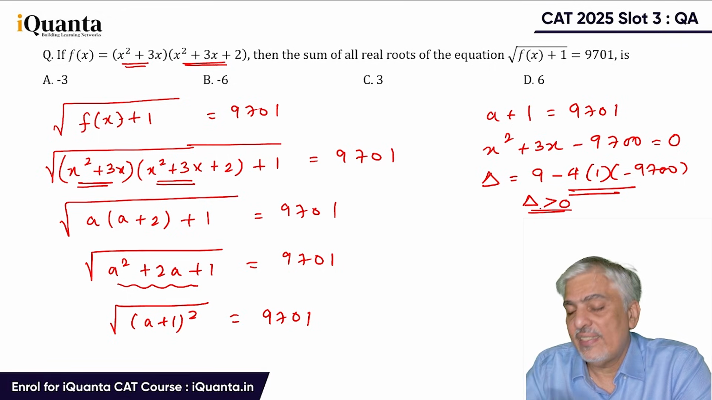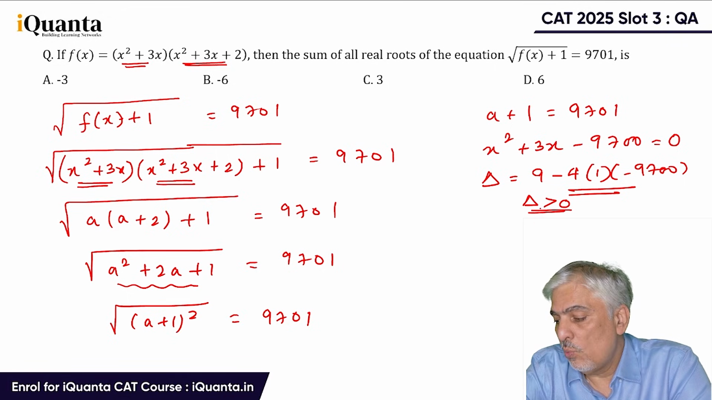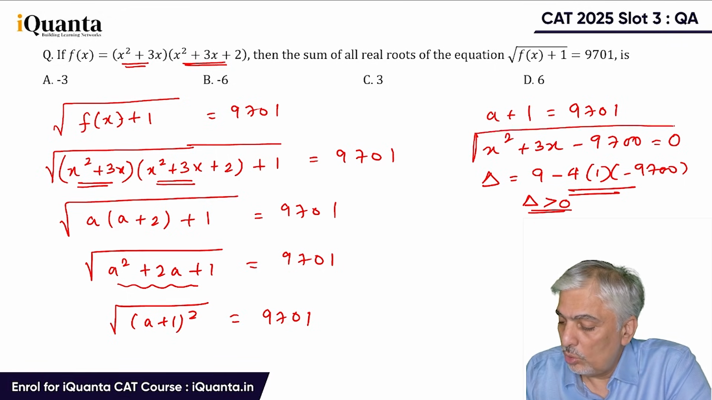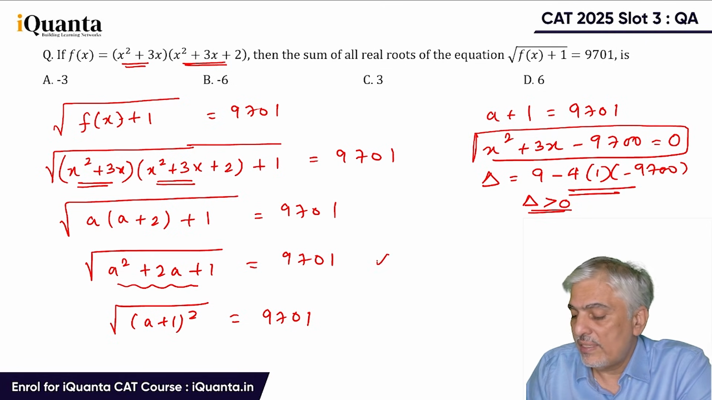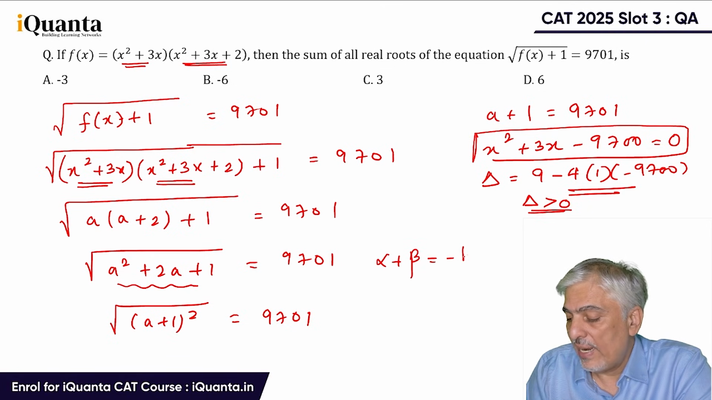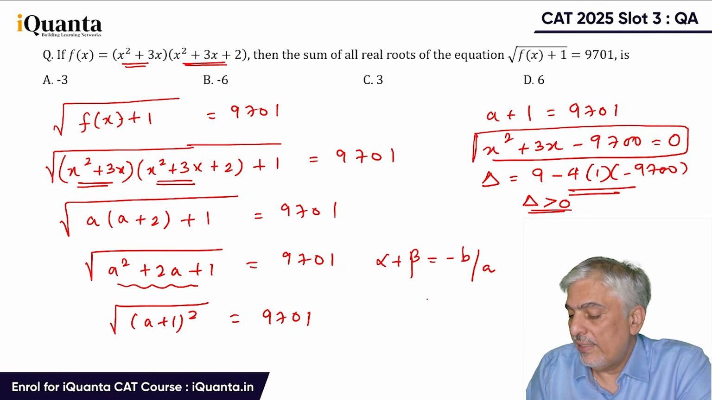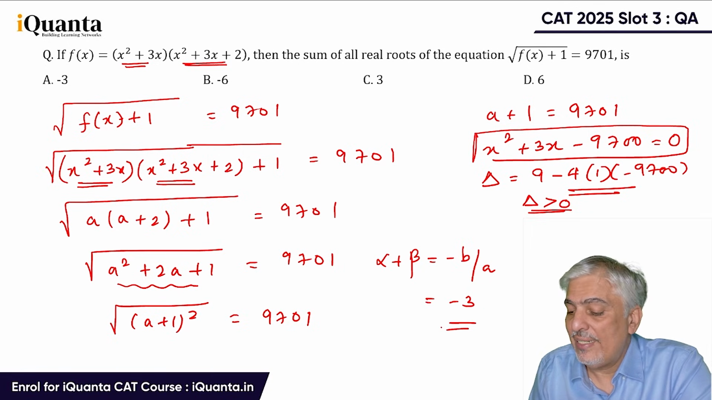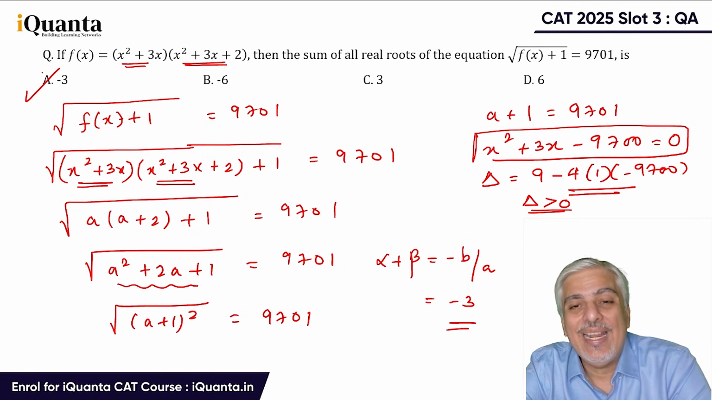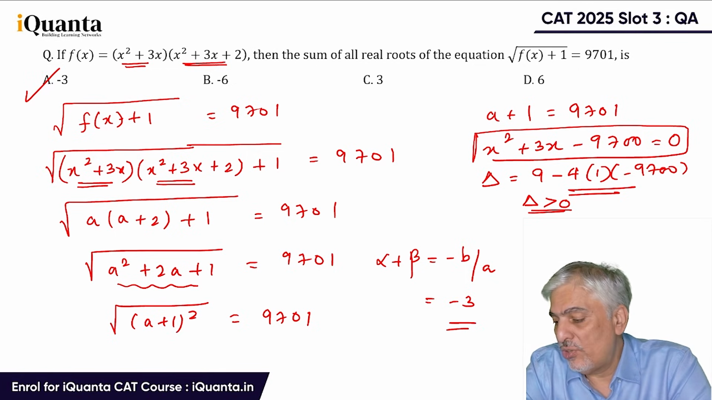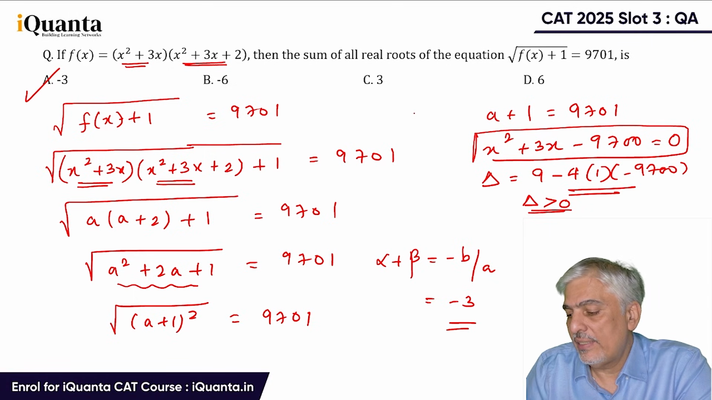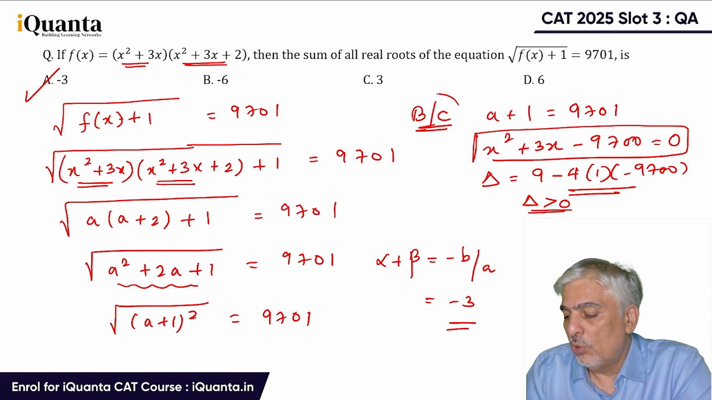Now if delta is greater than 0, we know roots are real. We want the sum of the roots. So don't solve it. Sum of the roots is alpha plus beta, which is minus b by a. That will be minus 3 by 1, which is minus 3, which is option A. Maybe again, looking at the question doesn't look very easy. When you solve it out, it turns out to be pretty straightforward. I would again put it as between a level B or a C for most of the students.